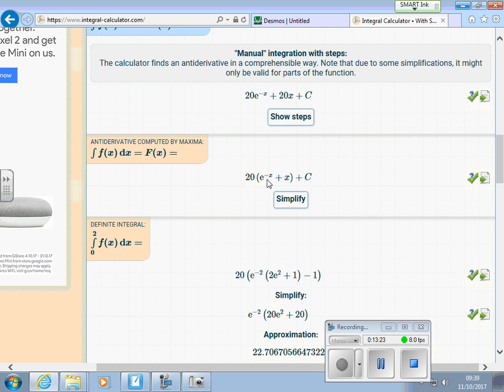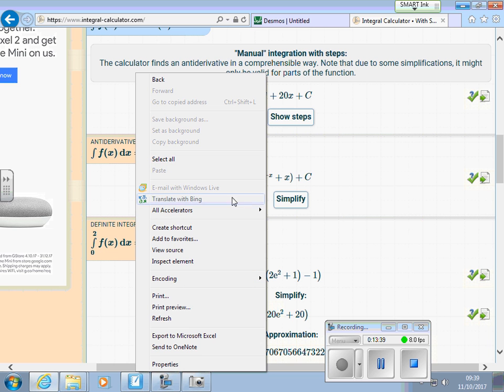That's the function integrated. Yeah. And simplified. So what, Lewis, have you got 20x plus 20e to the minus x, Lewis?